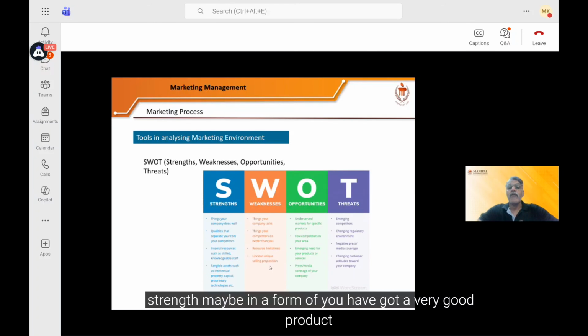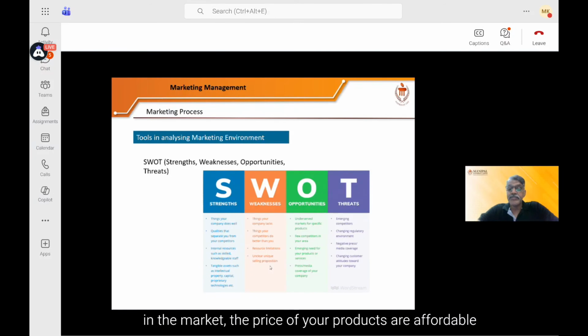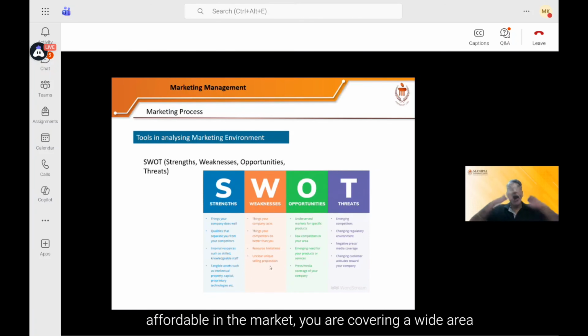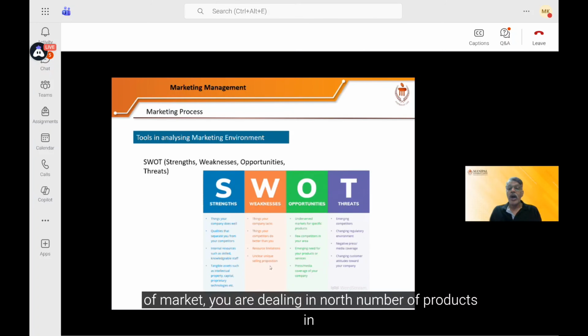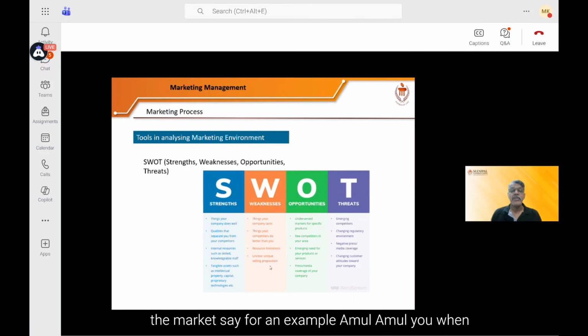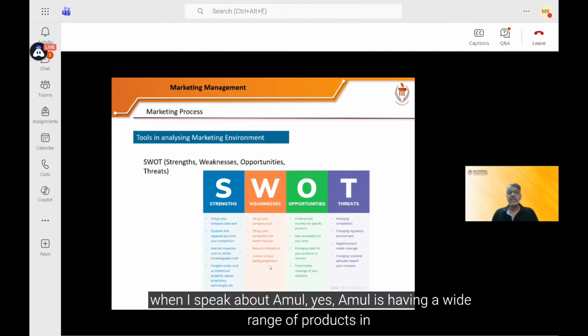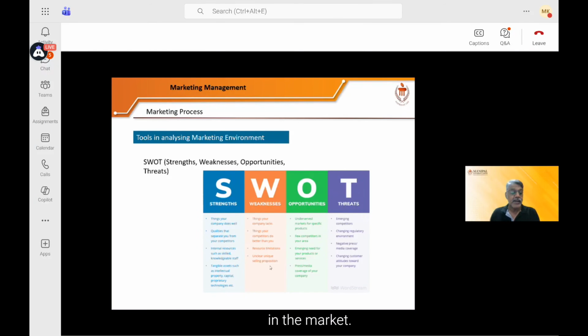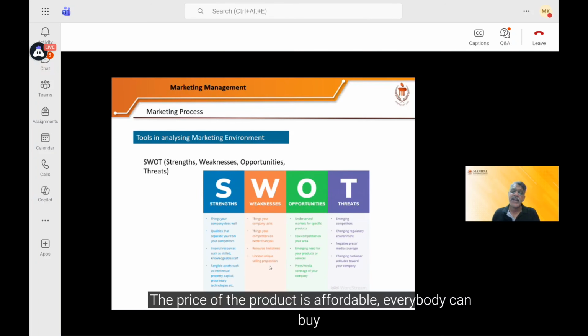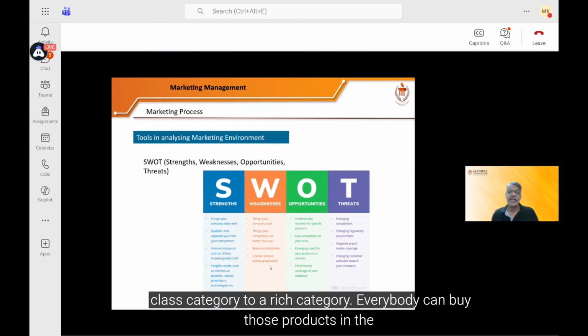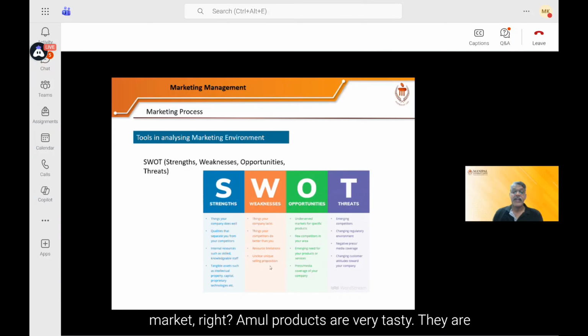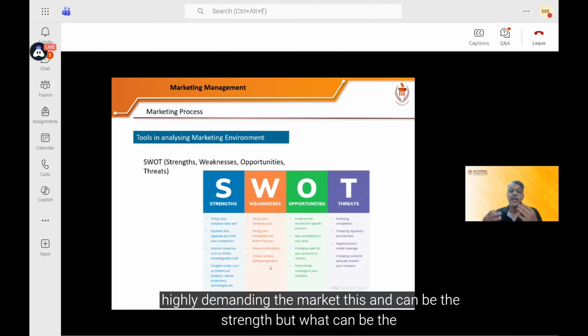Strength may be in the form of a very good product in the market. The prices of your products are affordable. You are covering a wide area of the market. You are dealing in n number of products. Say, for example, Amul. When I speak about Amul, yes, Amul has a wide range of products in the market. The price of the product is affordable. Everybody can buy the product, from a middle class or a very poor category to a rich category, right? Amul products are very tasty. They are highly demanded in the market. This can be the strength.